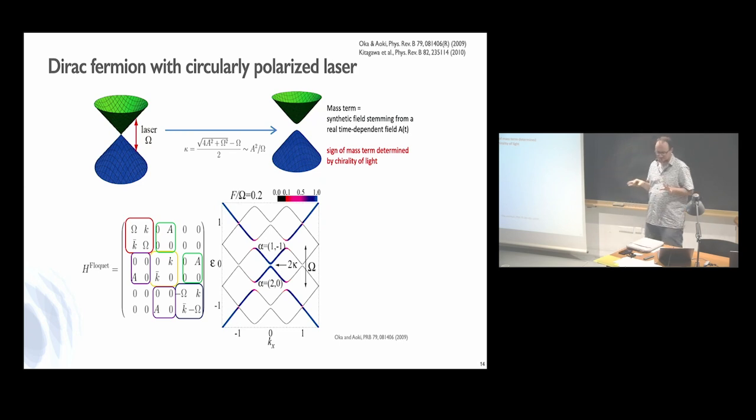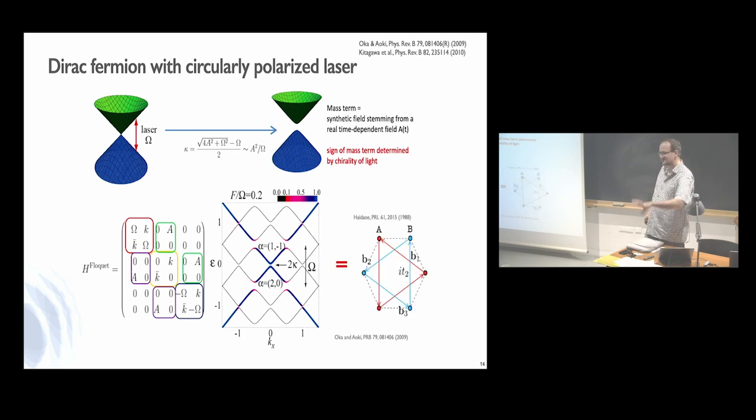So there's a lot to discuss here. There are some limitations to this, but the point is that the sign of the mass term is determined by the chirality of light. Yeah, so if you change the chirality, essentially you change the sign of the frequency, if you like. Then you change from right to left-handed, you get a different sign of the mass term. And this is the hallmark signature of a quantum Hall effect. If you change the sign of the effective magnetic field, you change the sign of the Lorentz force, if you like. And you change the sign of the deflection of the carriers in a finite ribbon geometry.